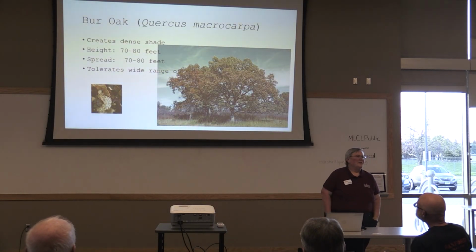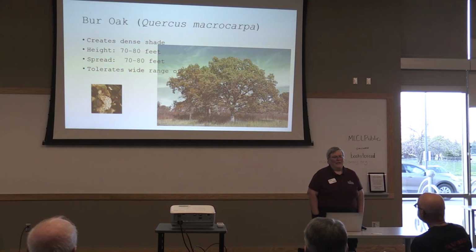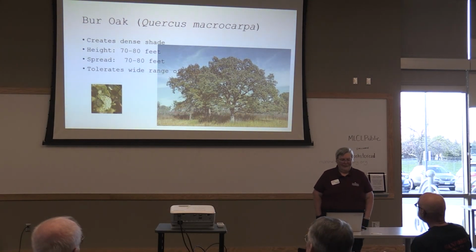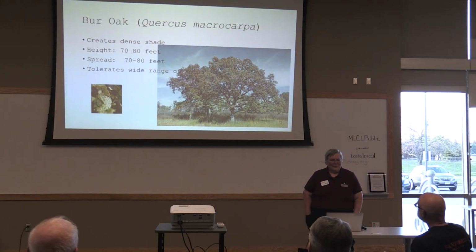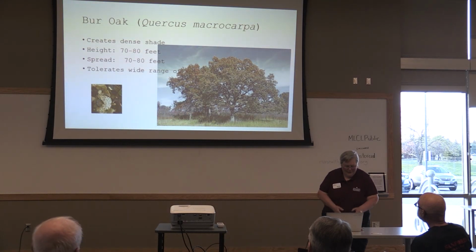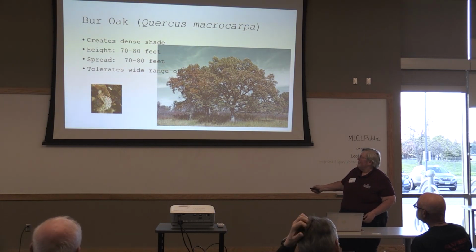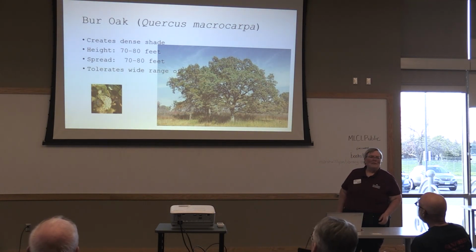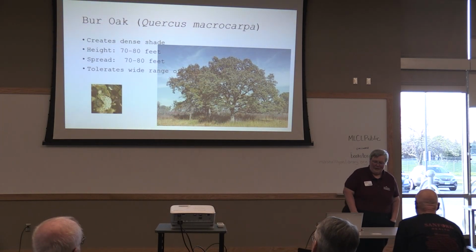Bur oak, Quercus macrocarpa. Bur oak is another one of my favorite trees. It does have dense shade. It's big, 70 to 80 feet tall and wide, tolerates a wide range of soils. It's a gorgeous tree. The macrocarpa means big cap. It's because you can barely see the acorn for the cover of the acorn. It can produce a lot of acorns, so that can be a drawback.